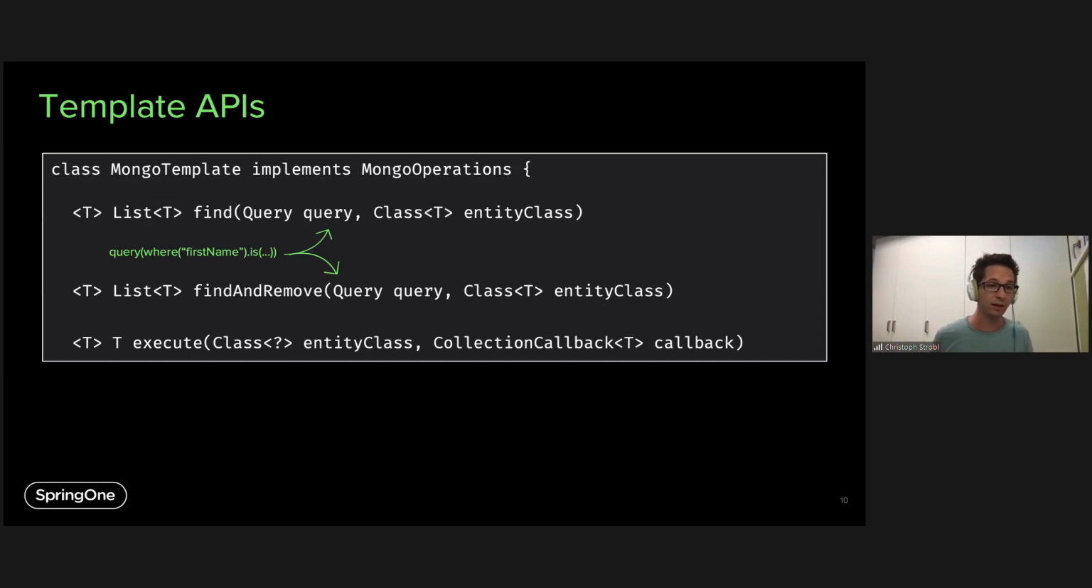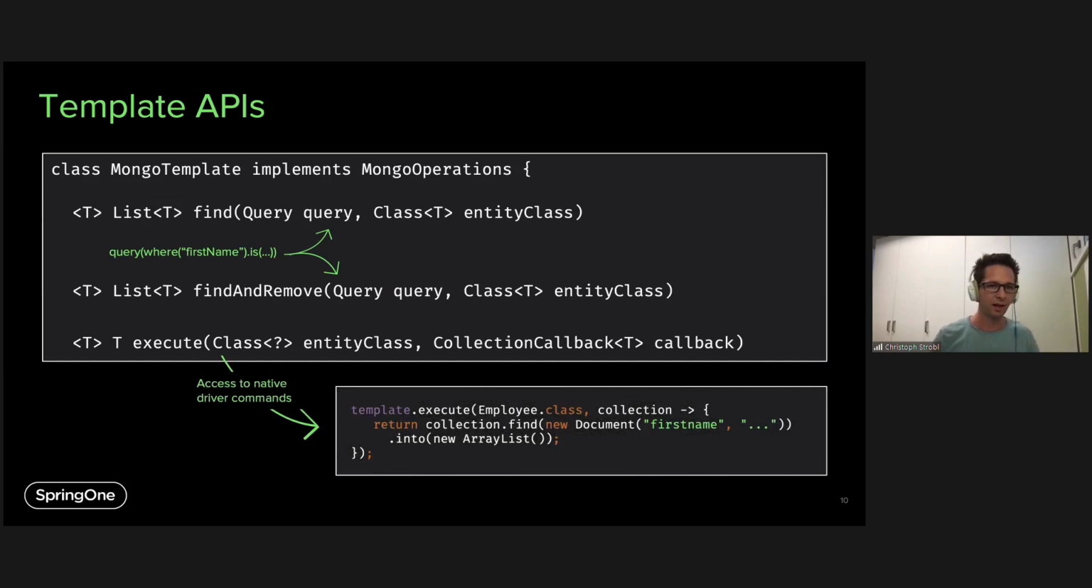And you always have access to the underlying functions that the store or the driver gives you, while still having the benefit of transaction and resource management. This is typically done via an execute method. In this case, it does a lookup within a collection in MongoDB and loads the data into an array list.